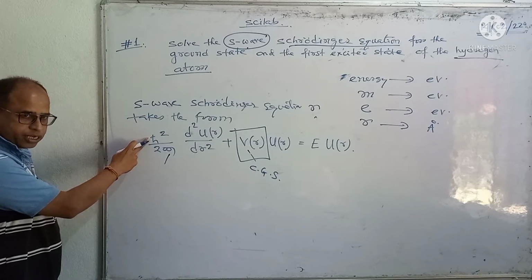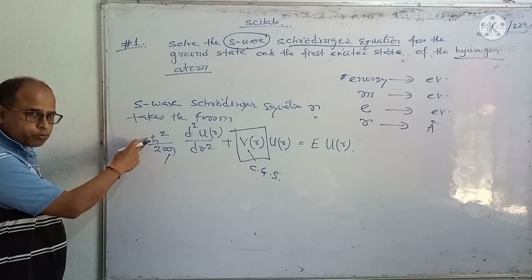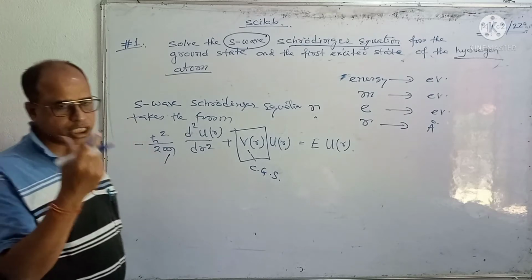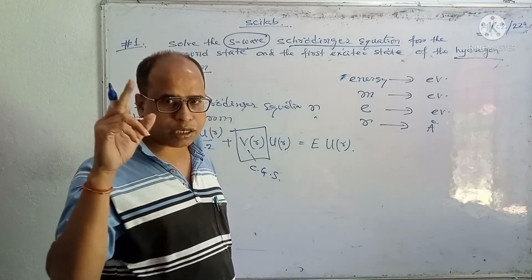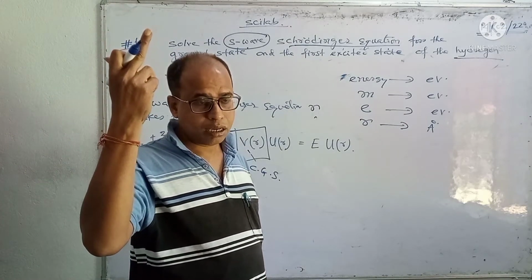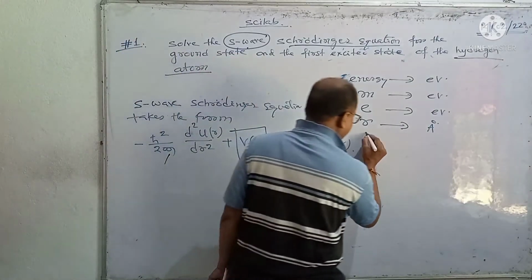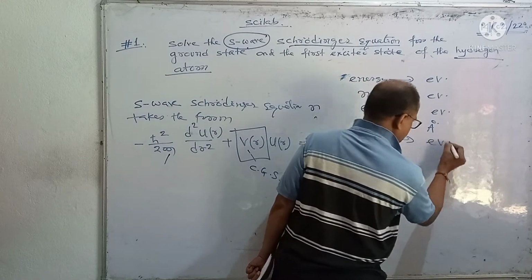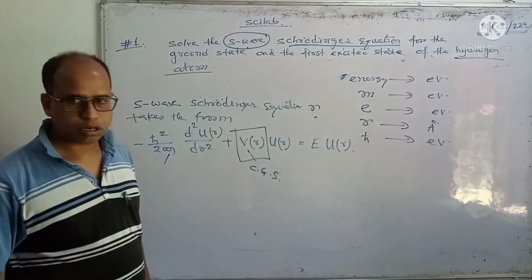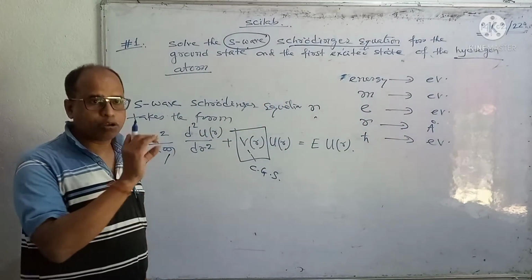Right, and another is appearing, H bar, the reduced Planck constant. In reduced Planck constant, standard value is 6.66 into 10 to the power minus 34 joule second. Therefore, that joule has to be converted into electron volt. Therefore, H bar has to be converted in electron volt. Okay. First, I will do this one.